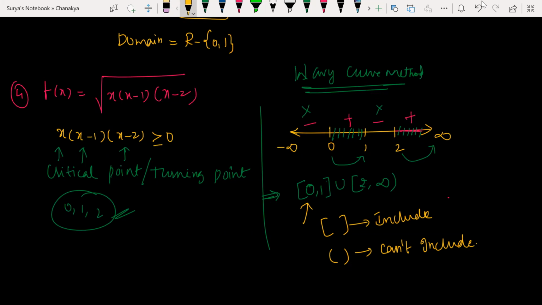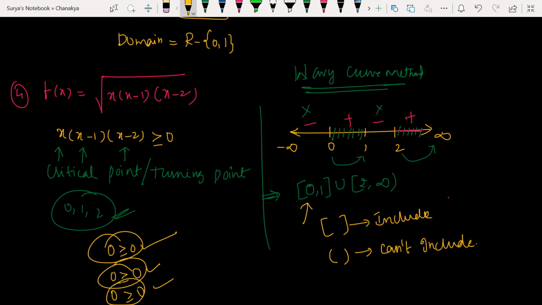I'm substituting 0 in the expression. 0 is greater than or equal to 0, satisfying. If I include 1, again I'm getting 0 greater than or equal to 0. If I include 2, the entire expression becomes 0 greater than or equal to 0, satisfying. 0 can't be greater than 0, but 0 can be equal to 0, right? This is a true statement, yes or no?